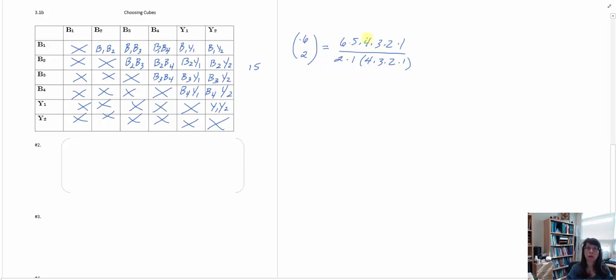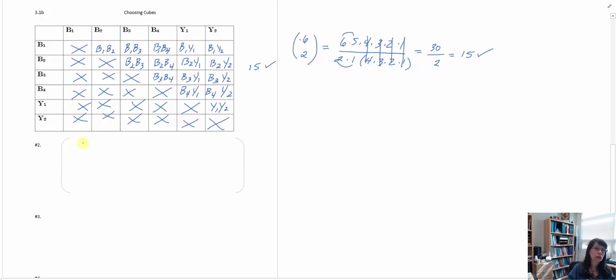and we can see with reducing, factors of 4, 3, 2, and 1 are reducing, leaving us 6 times 5, which is 30, divided by 2 times 1, which is 2, and here we go, 15 possible combinations if we start with 6 blocks and we're choosing 2 blocks. And that's exactly what we found, but we have all the details of which blocks are paired with which other blocks. So for part 2, we're going to be writing our sample points.